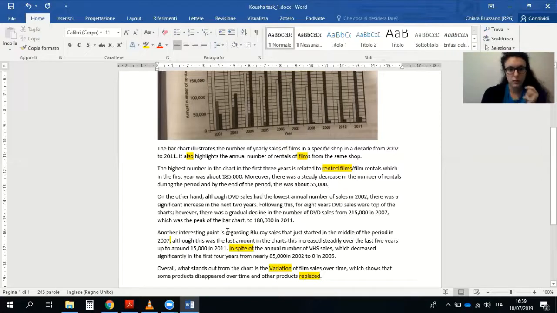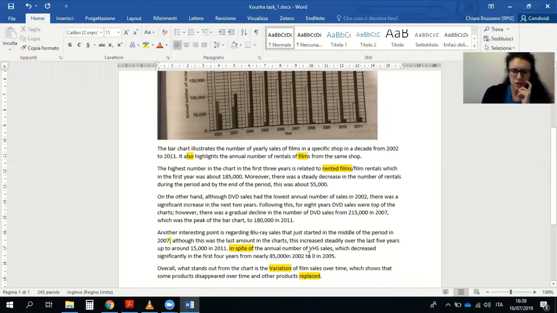Another interesting point is regarding Blu-ray sales that just started in the middle of the period in 2007. And when we start a new clause with although, there should be something a bit more definite before. So you want either a full stop or a semicolon. Although this was the last amount in the chart, this isn't period, comma, this increased steadily over the last 5 years, up to around 15,000 in 2012.